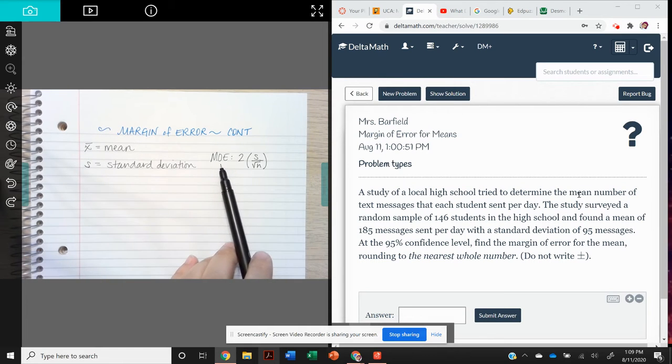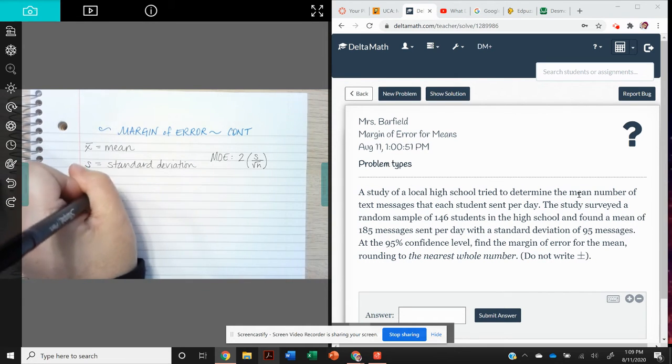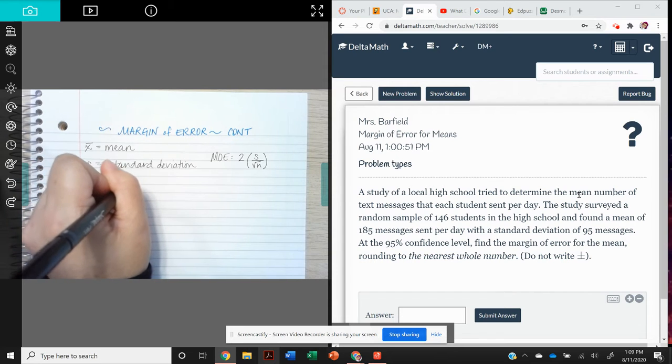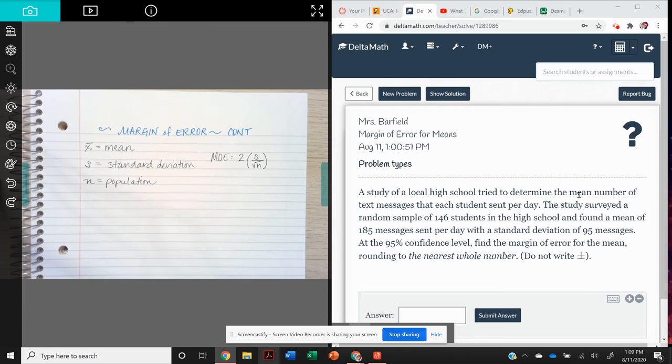And then our MOE, our margin of error. The formula, because we have different information given to us, is s divided by the square root of n. And remember, n from our previous problem was our population. All right, so let's look at what we got in Delta Math here.